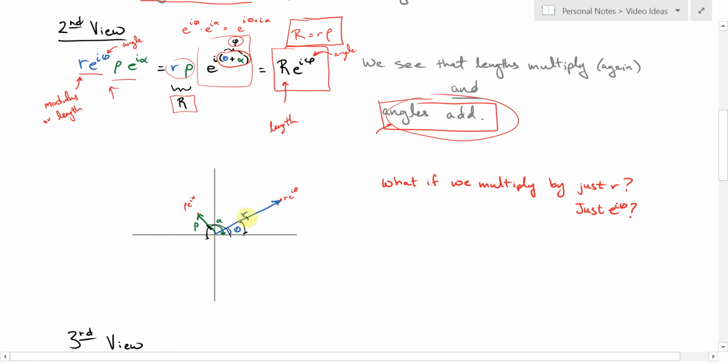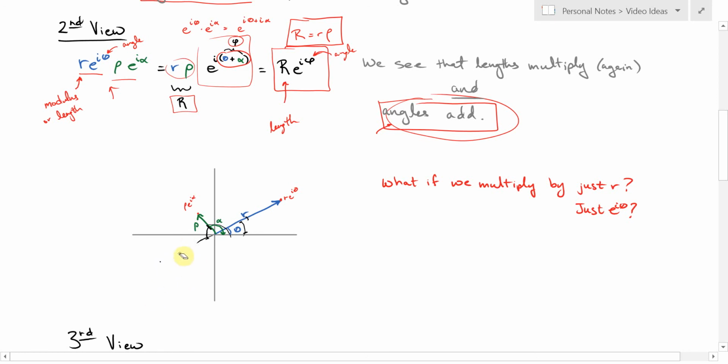Alright, so now we know the length of it is the product of these lengths, and we know the angle is about right there. So let's see if I can draw this, and hopefully this makes sense. That length should be r times rho. Again, I assumed rho was less than 1, so it actually shrinks things. And that's e to the i, and I just added the angles, theta plus alpha, in there. Alright, so hopefully that gives you some idea about it.